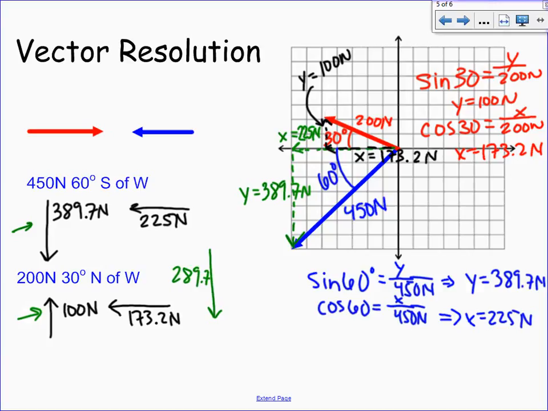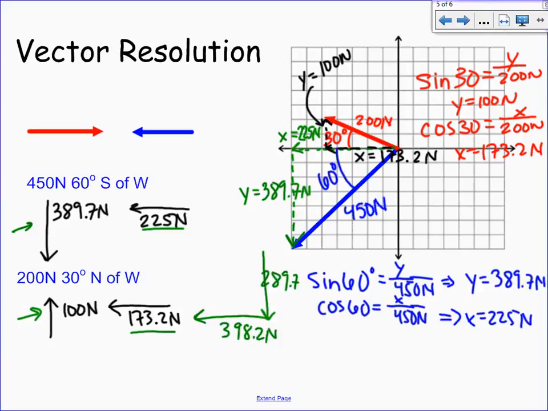All right, let's do the same thing for the horizontal. The horizontal would be 225 to the left and 173.2 also to the left. Since they're both in the same direction, we're going to end up adding these two together. 225 plus 173.2 gives you 398.2 in the horizontal component. What we would do there is add that using our tip to tail, just like this. And that would be 398.2 newtons.